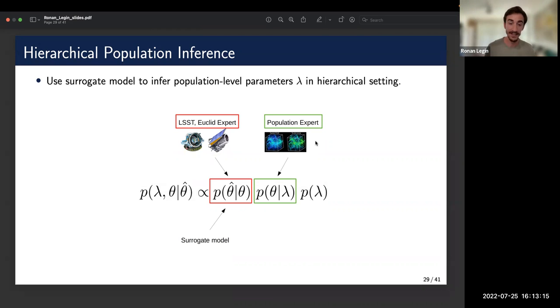And it's basically a matter of evaluating a Gaussian mixture distribution, for example, in my case, which is extremely fast and easy. So this, in a sense, could allow population experts to perform their own hierarchical inference task without necessarily being an expert in strong lensing.